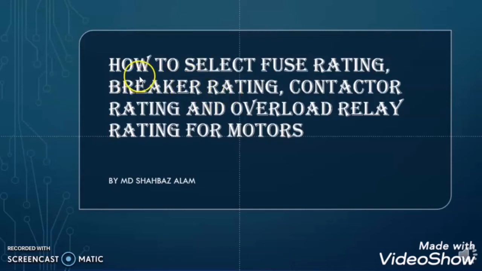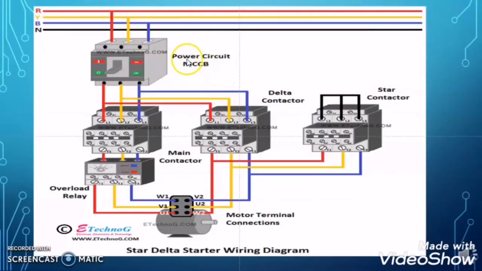Today in this video, I will discuss how to select the fuse rating, breaker rating, contactor rating and the overload relay rating for a particular motor. What is the question? We have to calculate the rating for the MCB. We need to calculate the rating of the main contactor of star delta. We need to calculate the rating for the delta contactor. We need to calculate the rating for the star contactor. We need to calculate the rating for an overload relay if a particular motor rating is available.